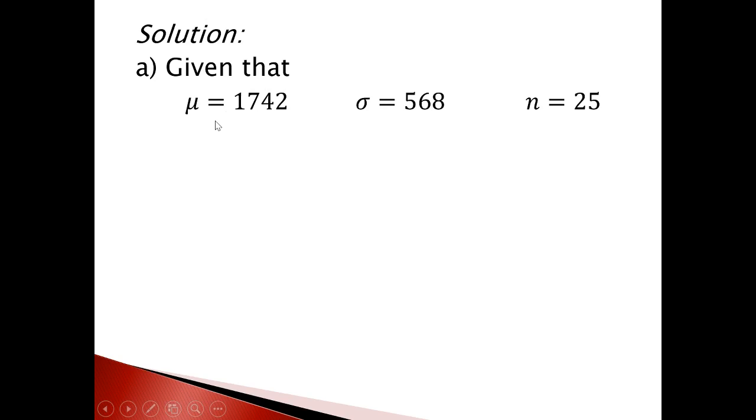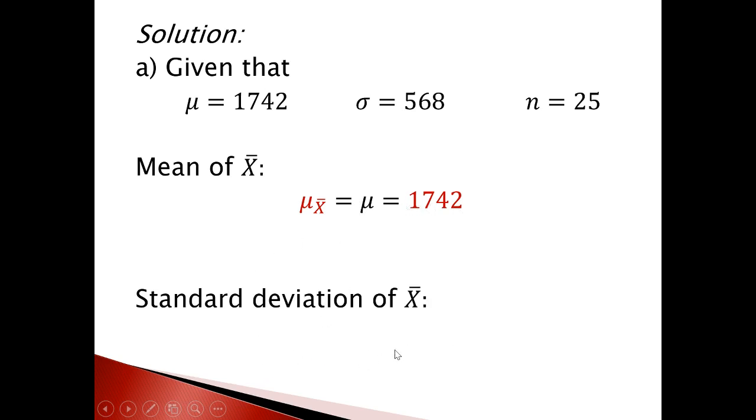First, I have written the things in the problem: mean, standard deviation, and sample size. First, we will calculate the mean, which is 1742. Here we got it because mu x bar is equal to mu. And the standard deviation of the variable x bar is given by this formula. Sigma is 568 and n is 25. So make sure to put the bracket, the square root. Then you will get the answer as 113.6.